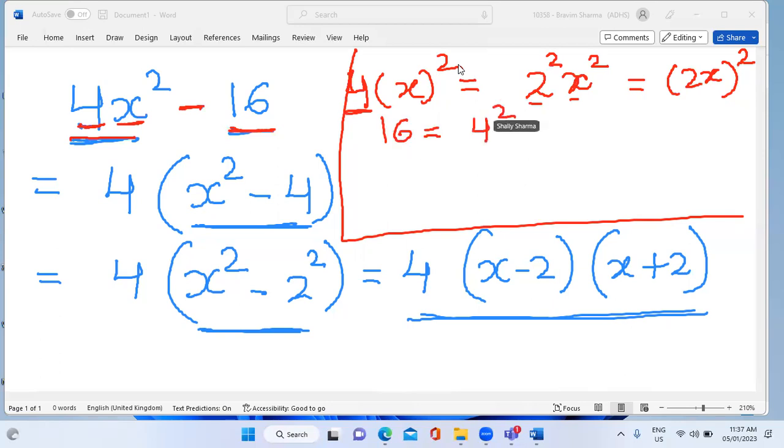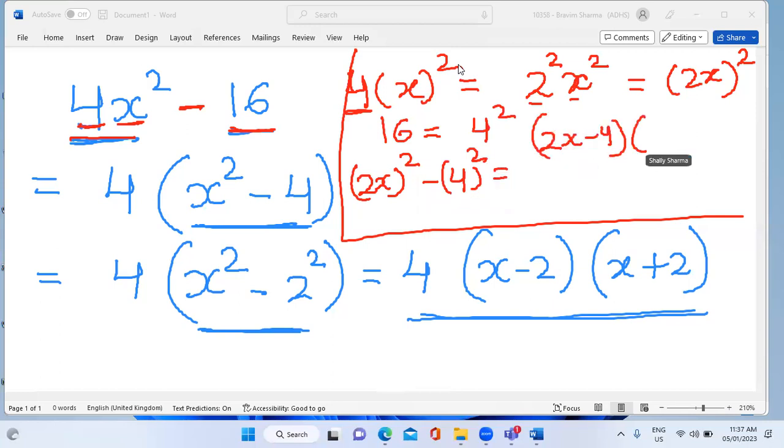So from here I got that this is equal to (2x) squared minus 4 squared, which means it is (2x minus 4) times (2x plus 4). If you leave this question up to this point, this is not the fully correct answer, because factorization means take whatever you can take common.